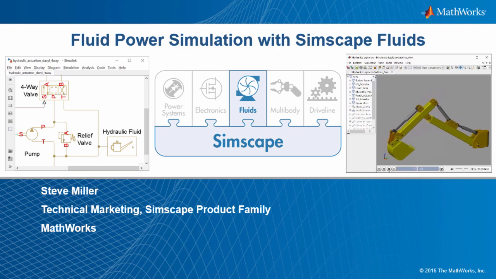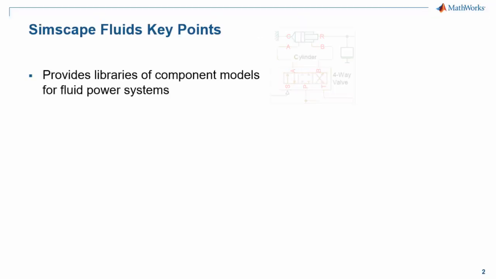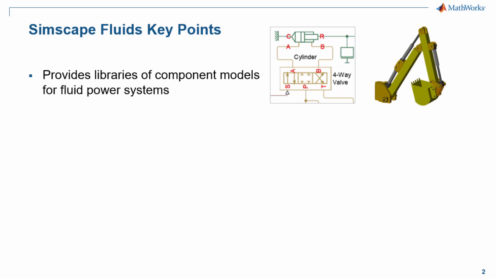In this presentation, we're going to see how you can simulate fluid power systems with Simscape Fluids. Here are the key points from this presentation. First, we're going to see that Simscape Fluids provides libraries of component models for fluid power systems. You can assemble a physical network with hydraulic actuators, valves, and other components, and use that to model fluid power systems, such as a backhoe arm.